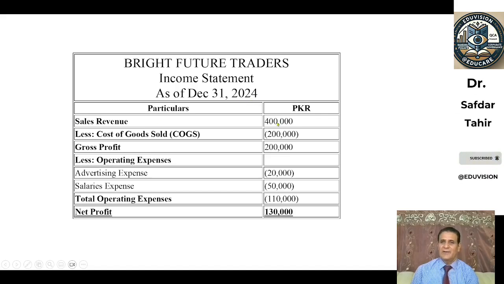Sales revenue 4 lakh. The balance in the trial balance and in the ledger account shows that it is 4 lakh. Cost of goods sold 2 lakh. Gross profit 2 lakh. Certainly, you subtract 2 lakh from 4 lakh and the remaining is 2 lakh. Operating expenses: advertisement expense is 20,000, salaries expense 50,000, total operating expenses 1 lakh and 10,000, net profit is 1 lakh and 30,000.